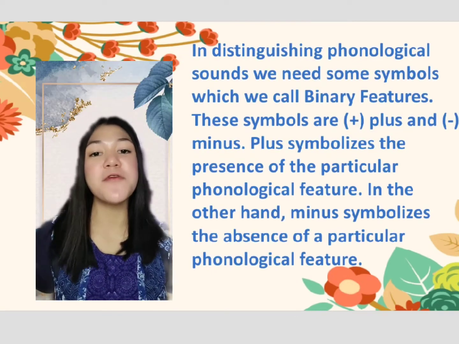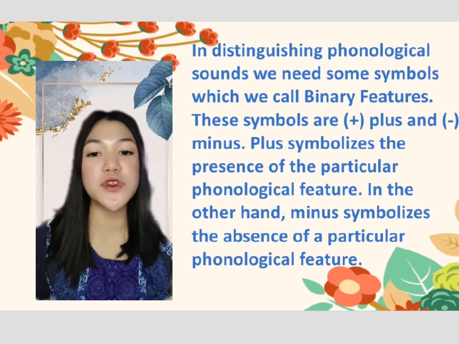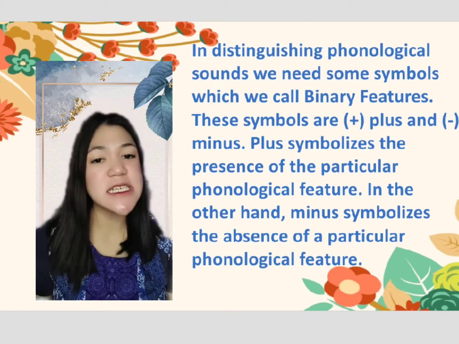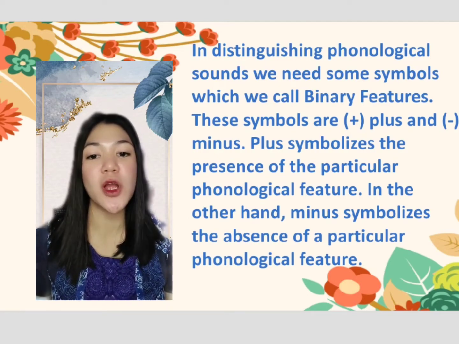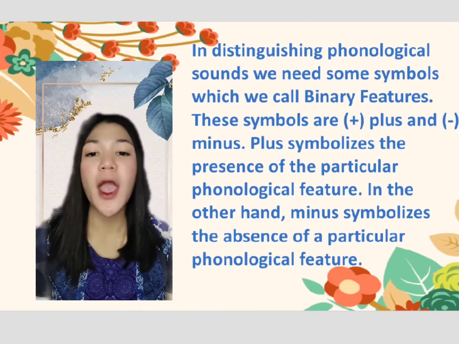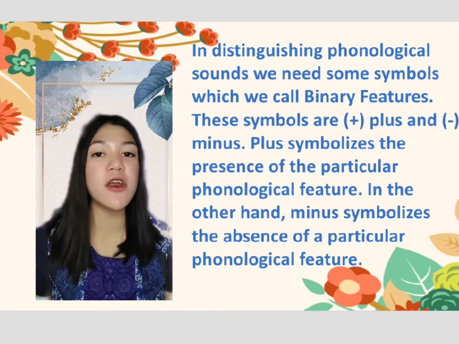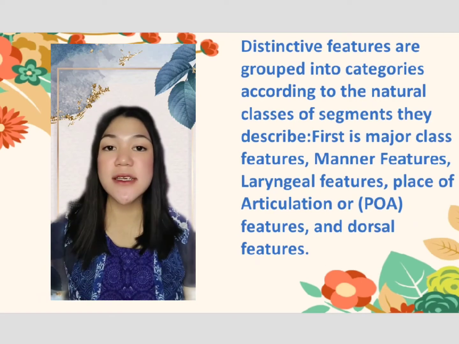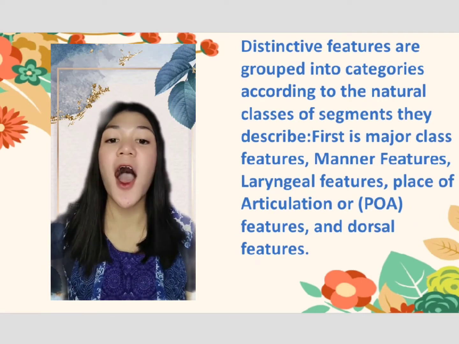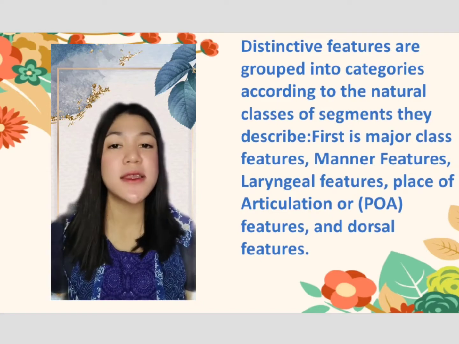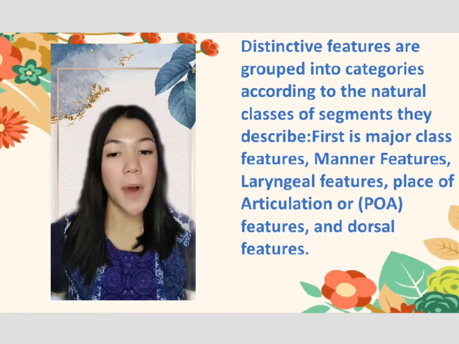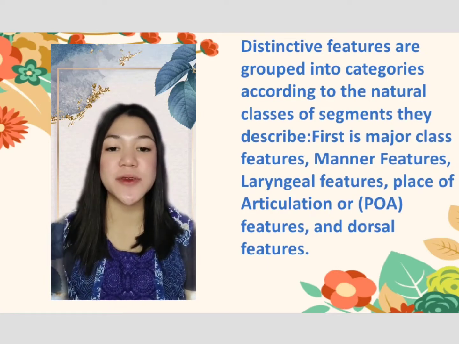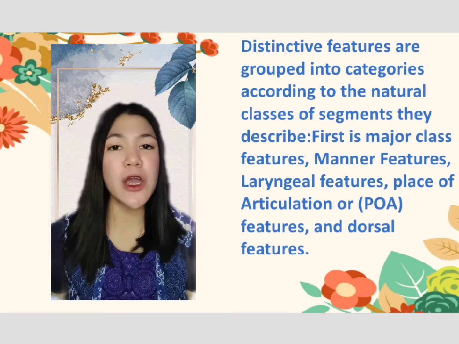In distinguishing phonological sounds, we need some symbols which we call binary features. These symbols are plus and minus. Plus symbolizes the presence of the particular phonological feature. On the other hand, minus symbolizes the absence of a particular phonological feature. Distinctive features are grouped into categories according to the natural classes of segments they describe. First is major class features, manner features, laryngeal features, place of articulation or POA features, and dorsal features.